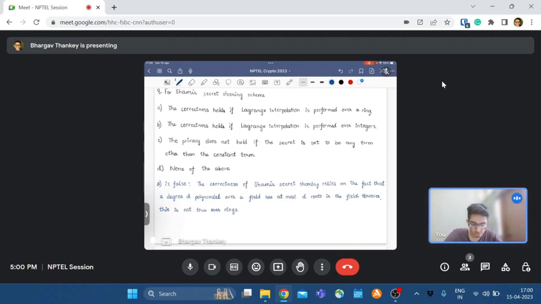What about option C? The privacy does not hold if the secret is set to be any term other than the constant term. This is also false. Even though the Shamir secret sharing that we saw in the class used the constant term as the secret, it is not necessary that the constant term is the secret. You can also set some other term to be the secret, as long as the dealer sets some term to be the secret.